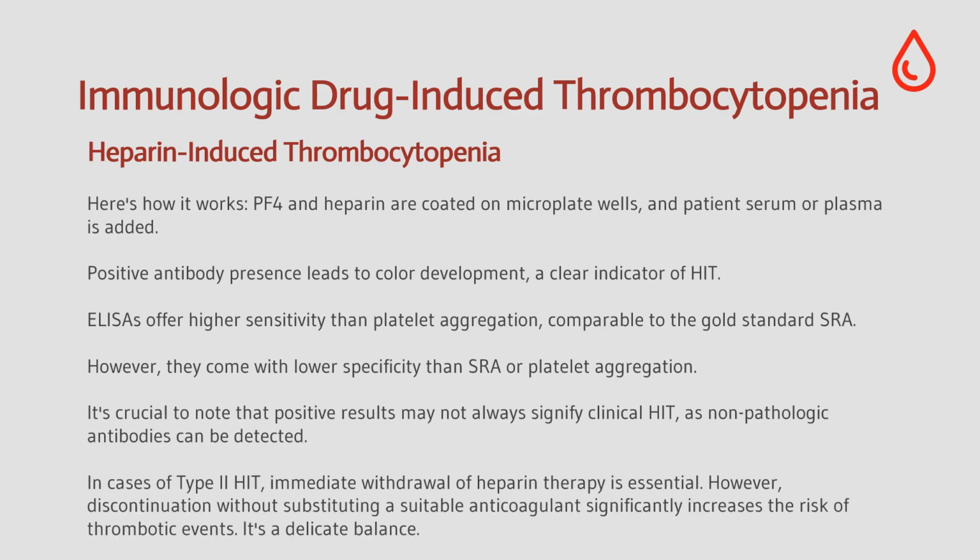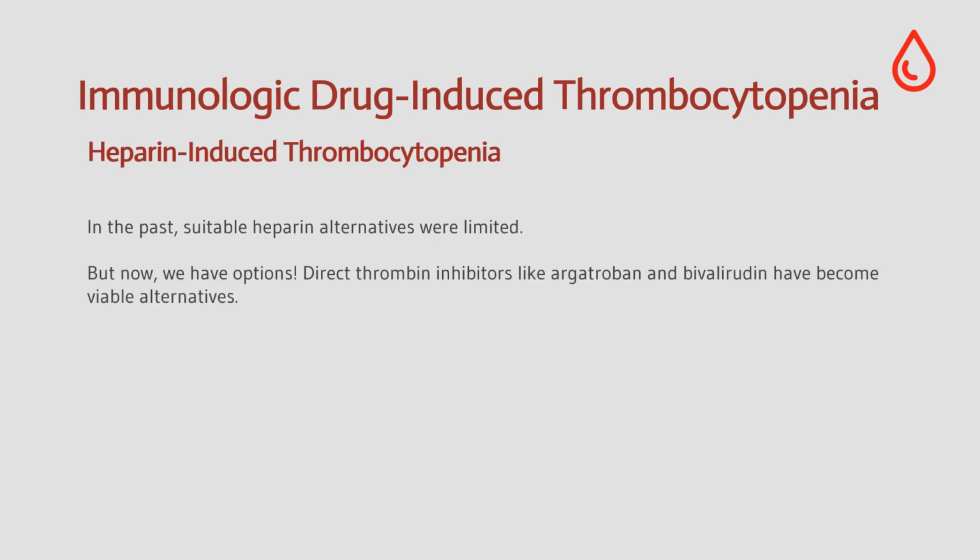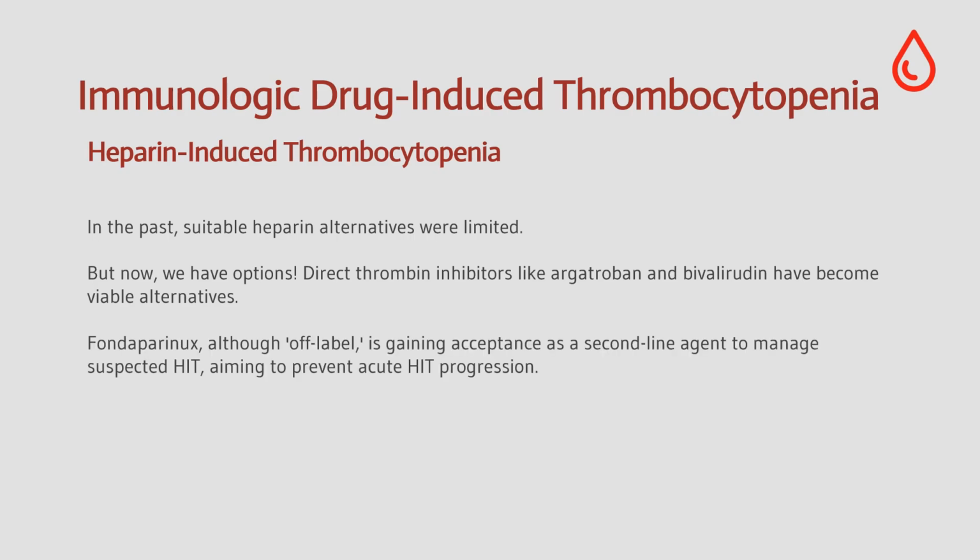In cases of type 2 HIT, immediate withdrawal of heparin therapy is essential. However, discontinuation without substituting a suitable anticoagulant significantly increases the risk of thrombotic events. It's a delicate balance. In the past, suitable heparin alternatives were limited. But now, we have options. Direct thrombin inhibitors like argatroban and bivalirudin have become viable alternatives. Fondaparinux, although off-label, is gaining acceptance as a second-line agent to manage suspected HIT, aiming to prevent acute HIT progression.